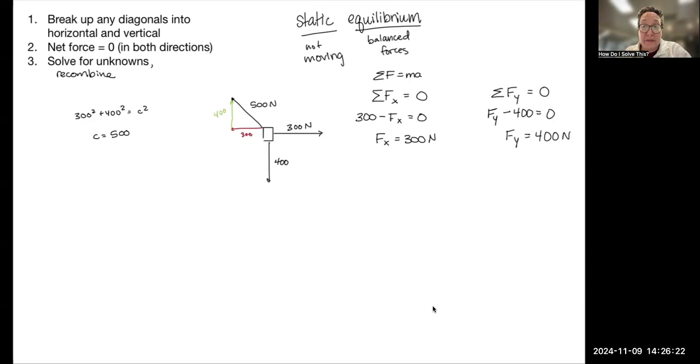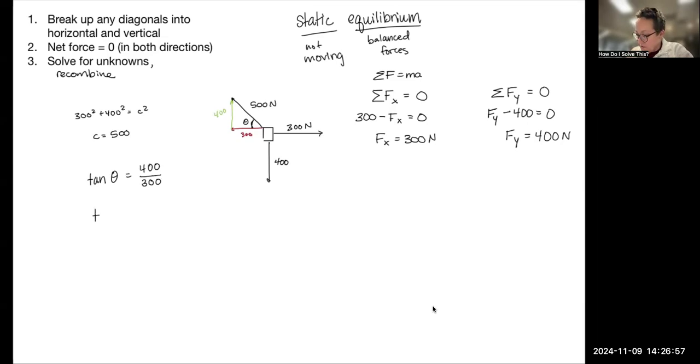Now, you might also be asked at some point to find maybe the direction, say this angle. And I'm going to point out here that it's pretty straightforward to do. I'm also going to point out this is my introductory version of these problems, and so after this point, I'm not going to do this again. But what you really need to do is acknowledge that the tangent of theta is opposite over adjacent, 400 over 300.